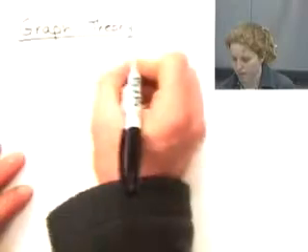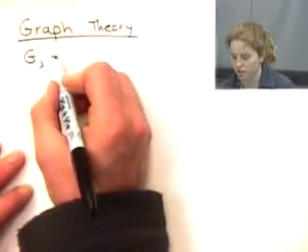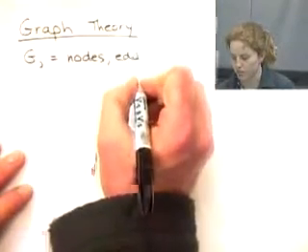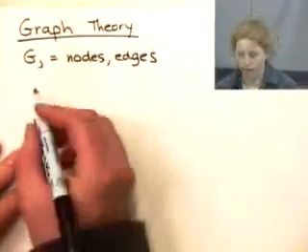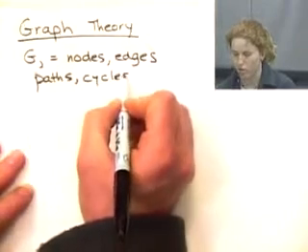So we'll just do a summary of graph theory, and then I'll do some review of some other topics that we have. A graph, usually represented by G, is a set of nodes and edges that join them. And we have paths. We need to know what paths are, and cycles.